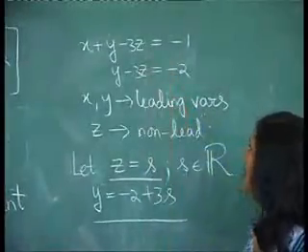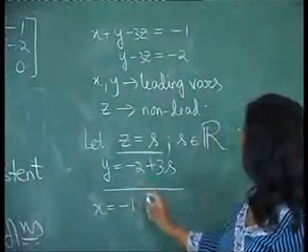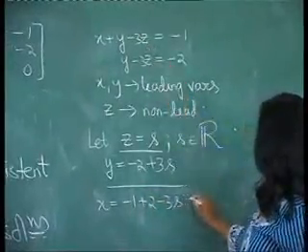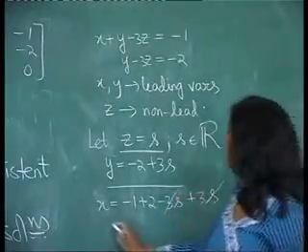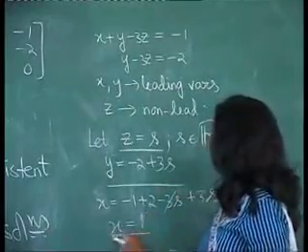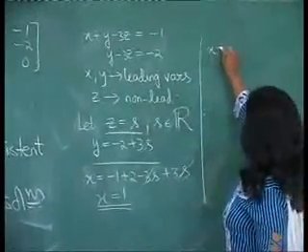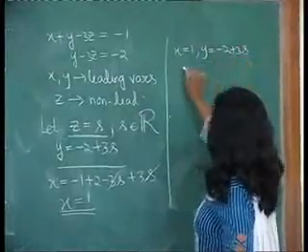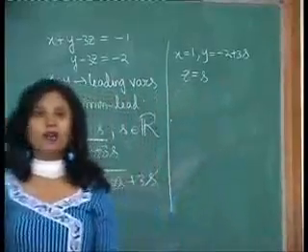And from the first equation I'll get x equal to minus 1 minus y. So that will be plus 2 minus 3s plus 3z, that is plus 3s. So this cancels. x will have to be equal to 1. So the solutions that we get are x equal to 1, y equal to minus 2 plus 3s, and z equal to s. s is free to take a value.